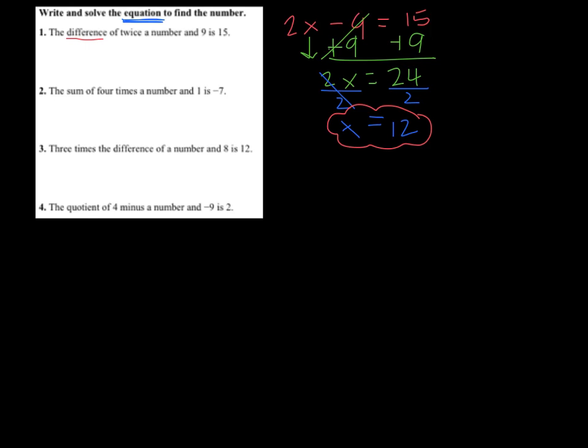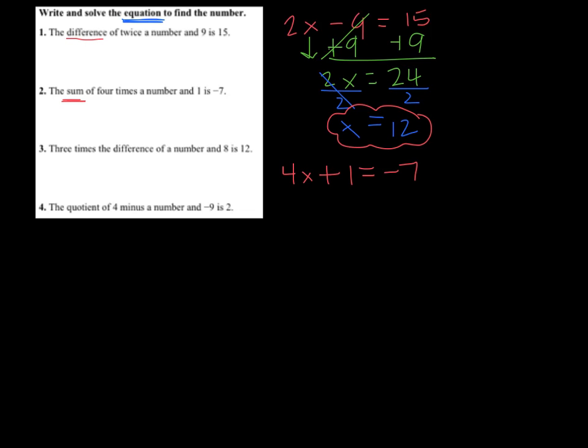Alright, let's go ahead and translate 2, 3, and 4 together, and then I'll see if you guys can solve those on your own. Alright, so for number 2, we have the sum. So I know that that's the answer to an addition problem. So it says 4 times a number, so that's 4x. If I want the sum, that's addition, and 1. So 4x plus 1 is negative 7. Okay, so we translated number 2.